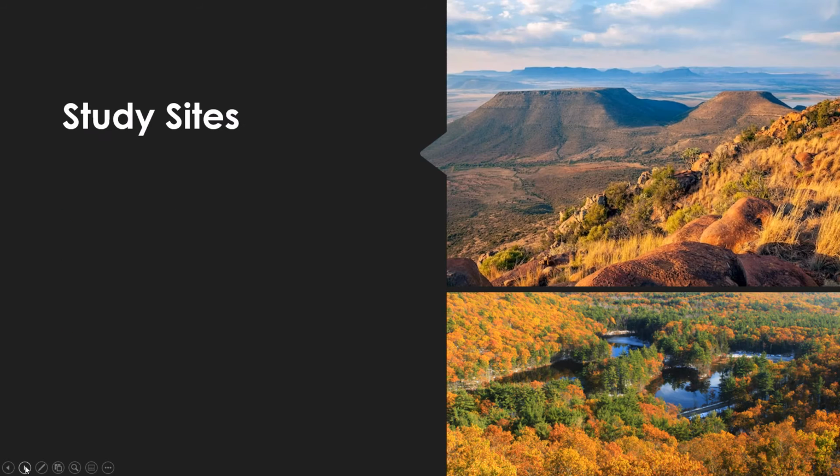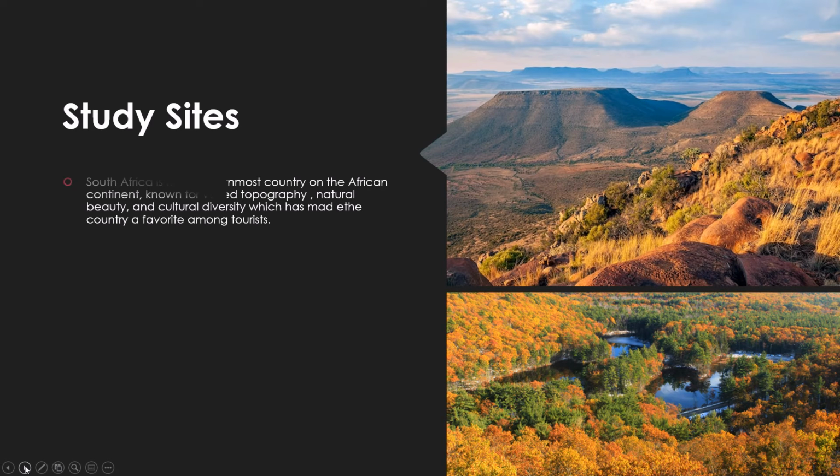And now on to study sites. If you're curious, the top photo is South Africa. I'm not exactly sure where. And the bottom photo is Massachusetts. I'm not exactly sure where in Massachusetts that is, but somewhere in there. Same thing for South Africa. But they're nice photos though, so that's why I picked them.